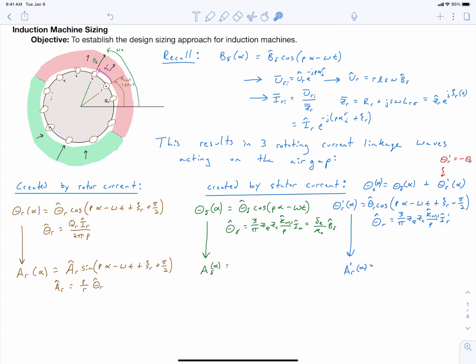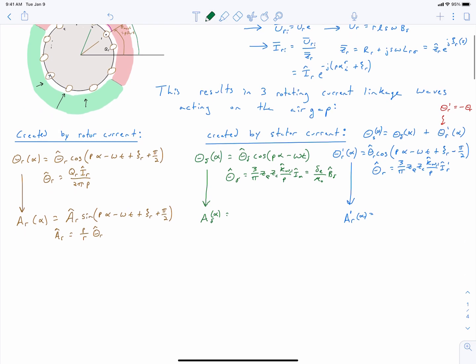And so each of these current linkages can be modeled as having been created by an equivalent linear current density that is either acting on the outer bore of our rotor or the inner bore of our stator. And we've already derived the expression for the current linkage, or the equivalent current density, acting on the outer bore of our rotor, as shown here. And we can easily follow that same step to do it for the linear current density acting on the inner bore of our stator.